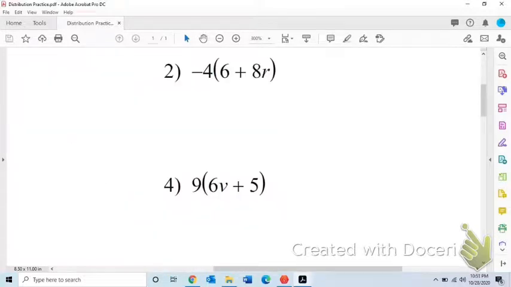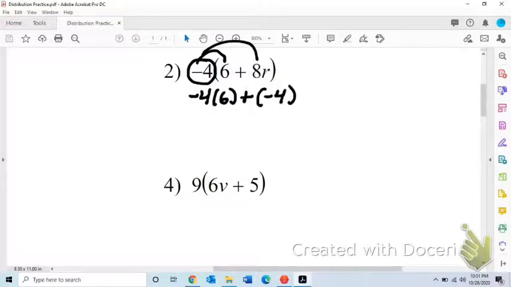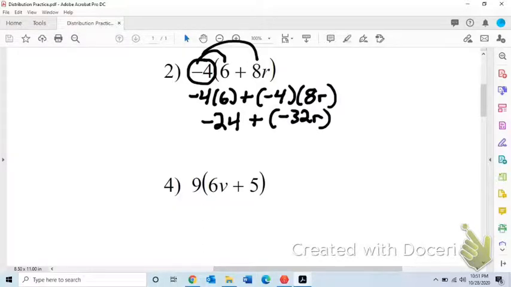So, number 2, we're going to take that negative 4 and distribute it to 6 and 8r. So that gives us negative 4 times 6 and negative 4 times 8r. Negative 4 times 6 is negative 24. Negative 4 times 8r is negative 32r. So that becomes negative 24 minus 32r.